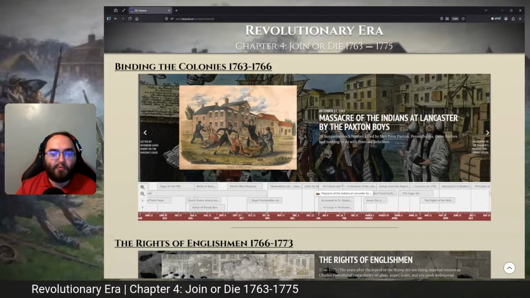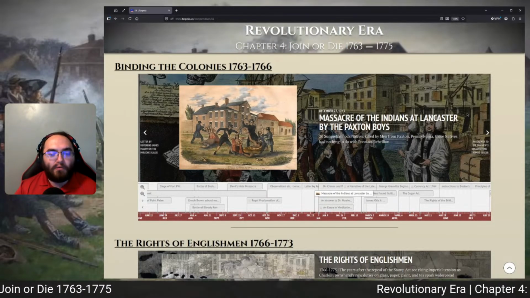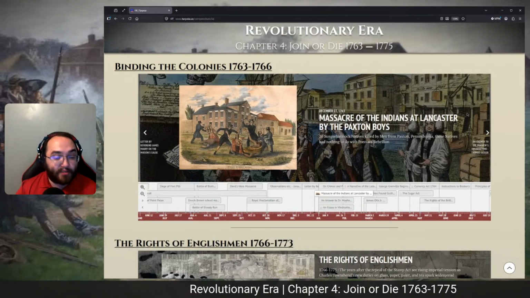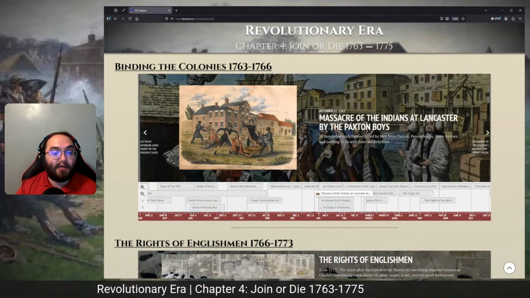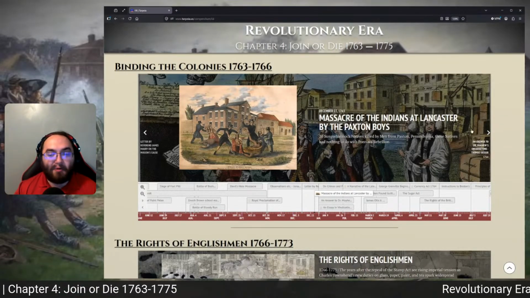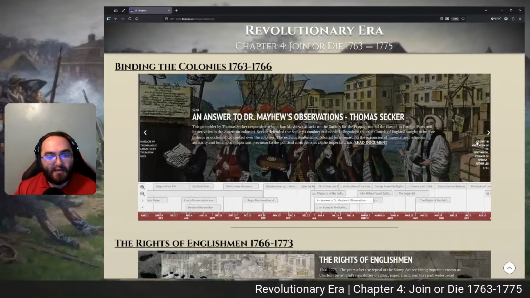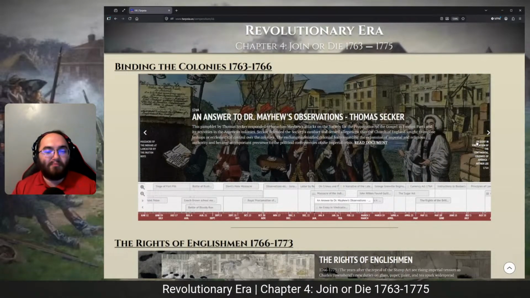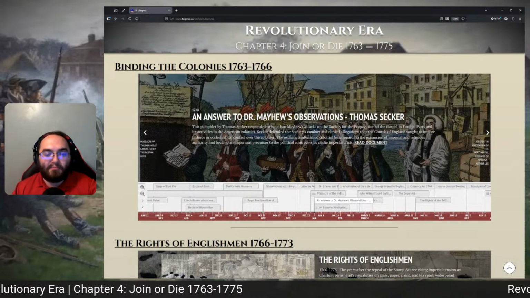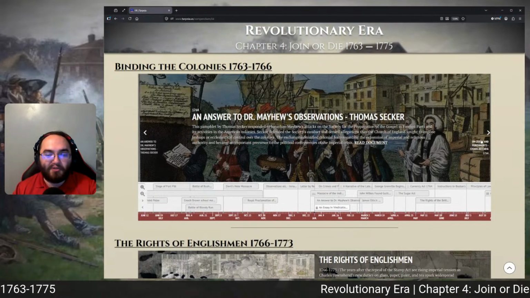And the people who did this, the Paxton Boys, will actually be a target for the Pennsylvania government. And these guys will actually try to raid Philadelphia, and it's Benjamin Franklin who will stop them, which is interesting. Here's yet another political and religious essay by Thomas Secker, responding to Dr. Mayhew's observations.